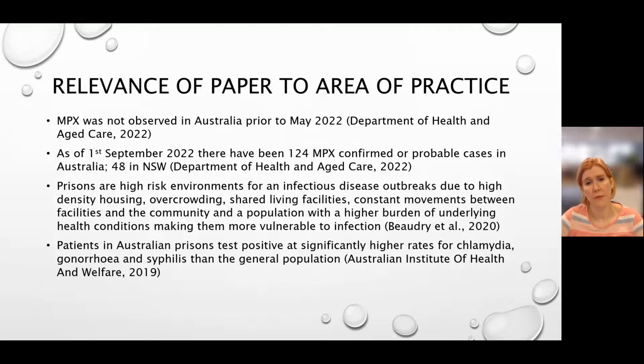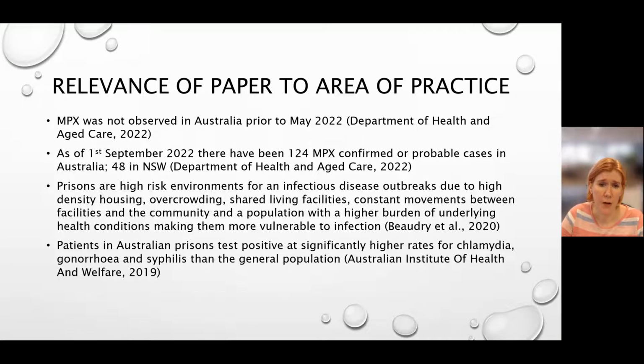So, the relevance of the paper to my area of practice. I'm a public sexual health nurse and I work within prisons in New South Wales. It's relevant because monkeypox was not observed in Australia prior to May 2022, and as of the 1st of September 2022, we've now had 124 confirmed or probable cases in Australia, with 48 of those being in New South Wales.